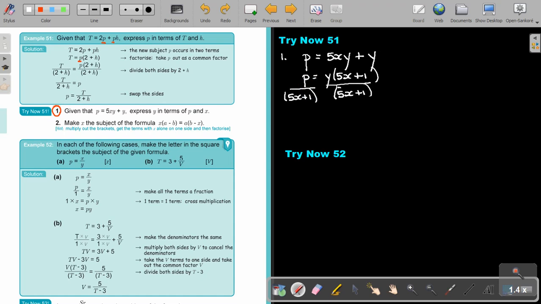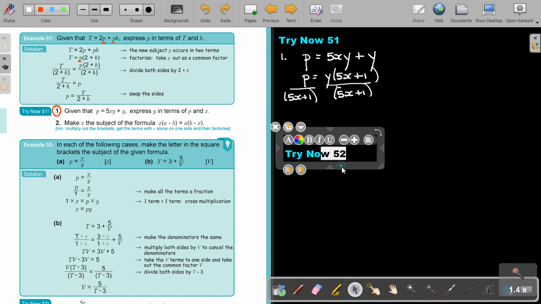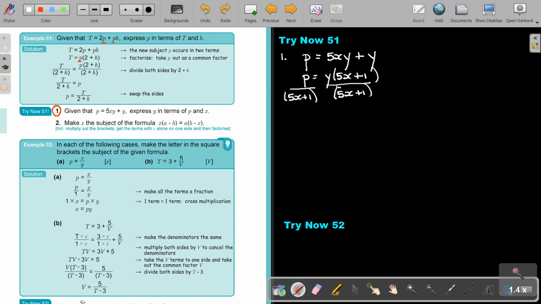So I will end up with, I want to just move this a little bit down. Okay, so I don't want to skip this step. It's not necessary, you can already swap. Okay, so this is actually what I end with. But now I swap the sides and I will have P over 5x plus 1. Okay. And that's how we will do it.